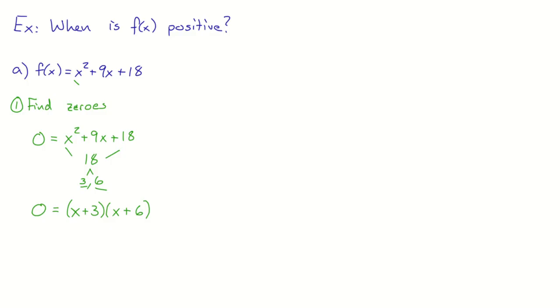Can you tell me the values of x? Negative 3, negative 6. So if we set this one equal to 0, it's a negative 3. And if we set this one equal to 0, it's negative 6. Have I lost anybody in here?